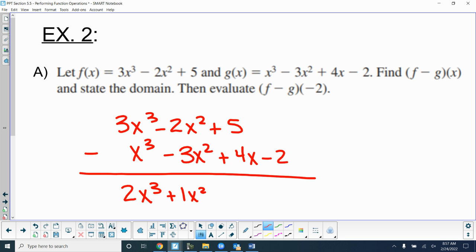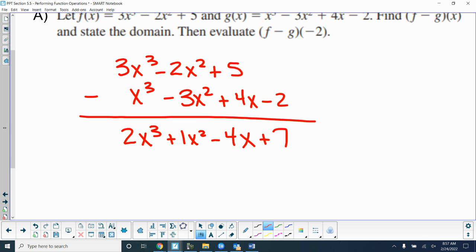Positive. What's nothing minus 4x? Negative 4x. What's 5 minus a negative 2? 7, right? Because it's plus 2. So there's that answer. Now it says f minus g of negative 2. So what do I got to do? Wherever I see an x, what do I put? Negative 2.